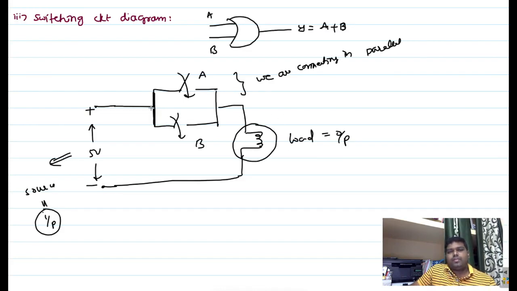So here A, B, Y equals A plus B. Now I am taking the 0 0 condition. That means both the switches are open. 0 means the switch is open. If both the switches are open, the entire circuit acts as an open circuit, so there is no current flow. If there is no current flow, the bulb will not glow. That means the output will become 0. If any one of the inputs is 1, that means A equals 0, B equals 1, or A equals 1, B equals 0, any one of the switches is closed, then the circuit acts as a closed circuit. In that situation, current will flow through this circuit. If current flows, the bulb will glow. Bulb glows means logic 1, so the output becomes logic 1.